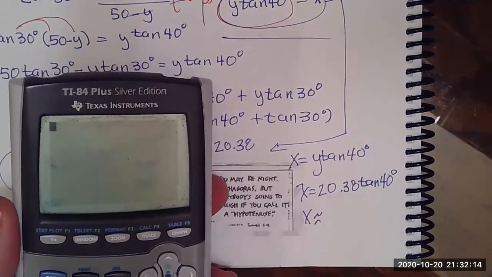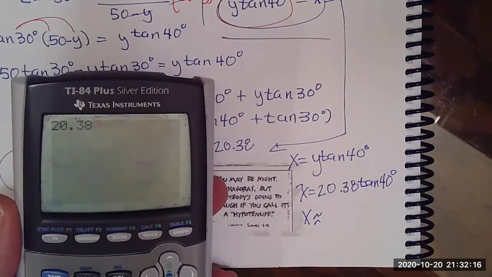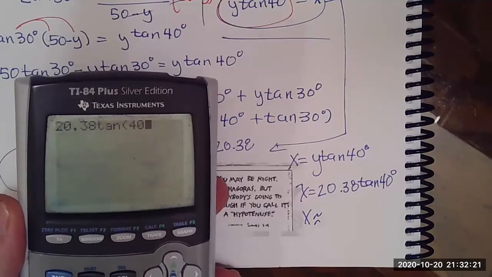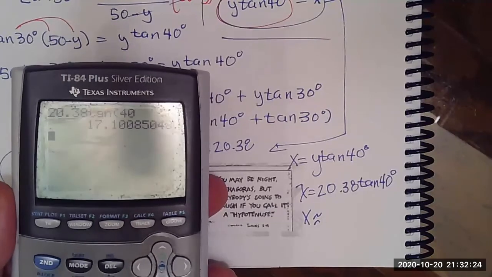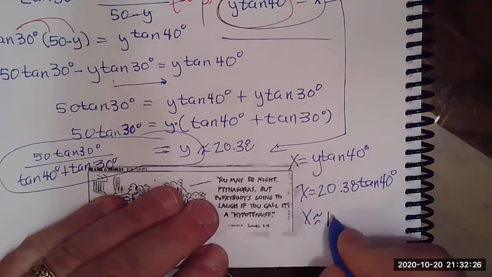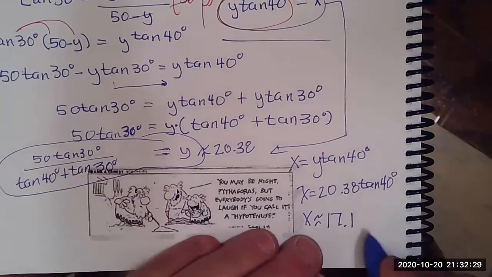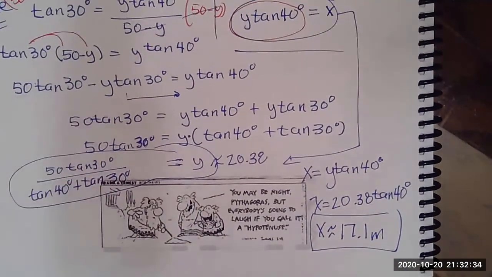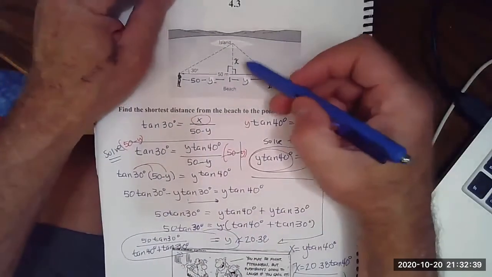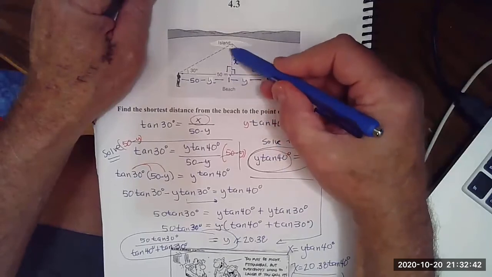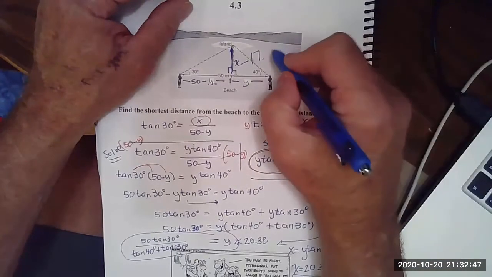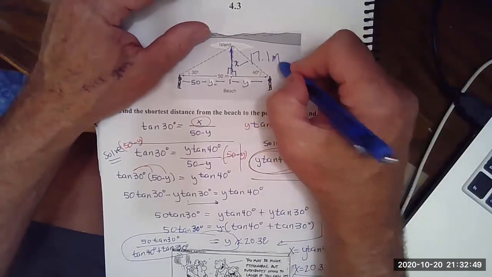Again, I'm going to go 20.38 and then tangent 40 degrees. 17.1. So about 17.1 meters. That's the shortest distance from the beach to the island. That right there is your 17.1 meters.